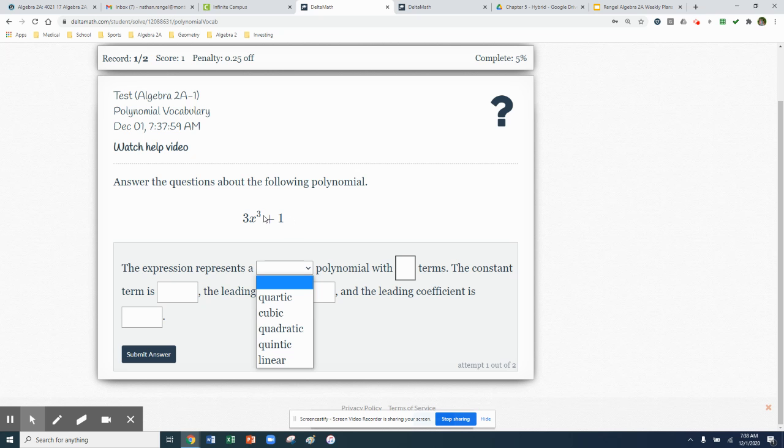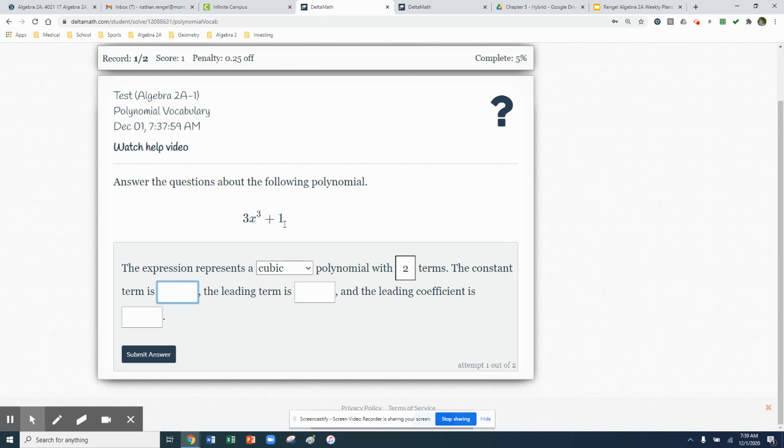All right, so first we have to name it by its degree. The degree is this little exponent right here. So our degree is a third, which is a cubic. Think like three-dimensional cubes. So cubic is going to be our degree. Our terms are split up by these addition and subtraction signs. So we have 3x to the third plus 1. There's two separate terms that are split by that one addition sign. So our number of terms is 2.